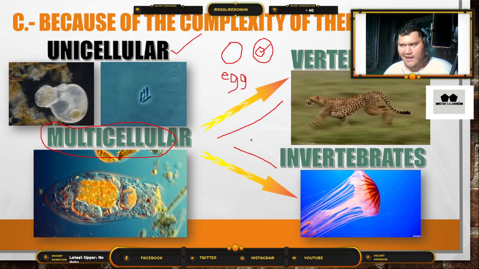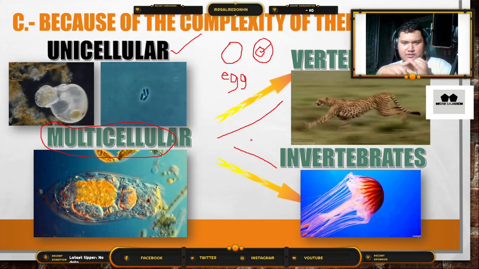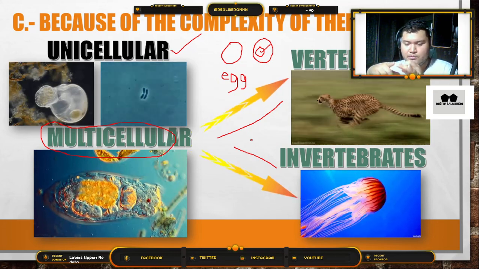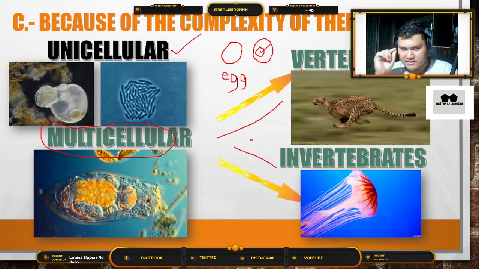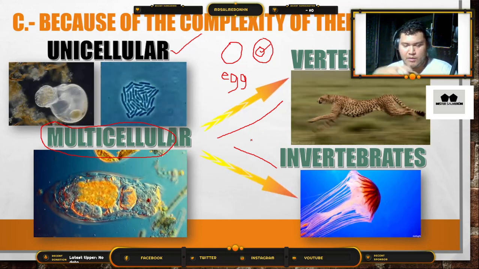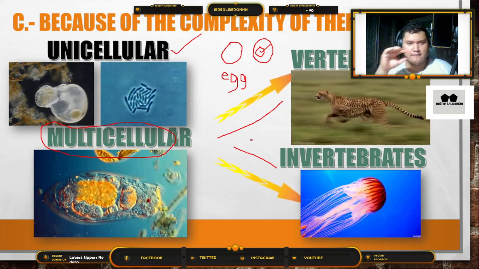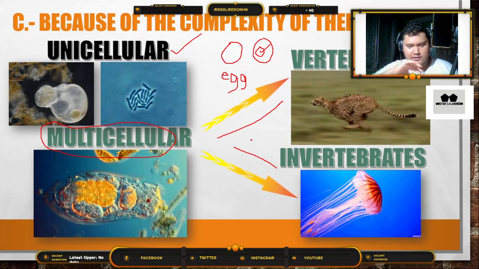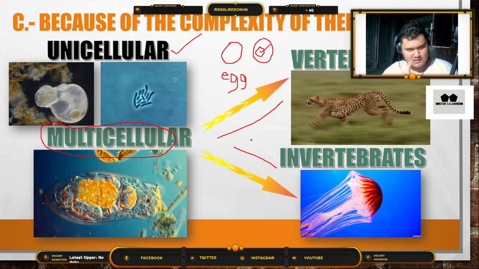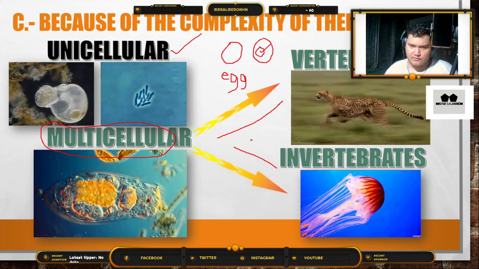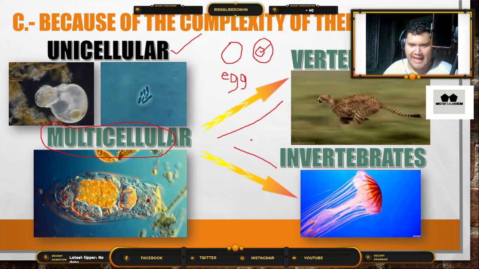Example of invertebrate animals? The squid, the octopus, some small snails. Maybe you say, no, Mister, but the snail has a shell. Well, remember that shell is not a bone. It's hard like a bone, but it's not a bone. So we consider that animal, the snail, as an invertebrate animal.